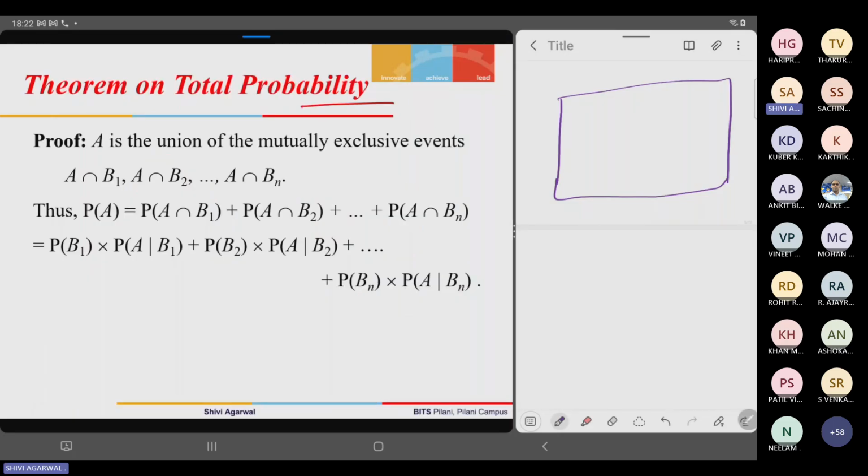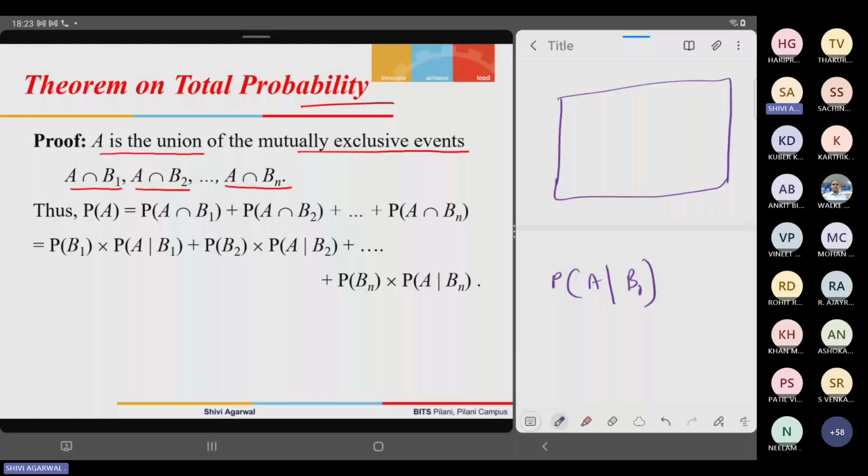So what is the theorem on the total probability law? A is the union of the mutually exclusive events, that is, A intersection B1, A intersection B2, and A intersection Bn. We are trying to find out the probability of A given B1. That is, the probability of A when B1 has already occurred.